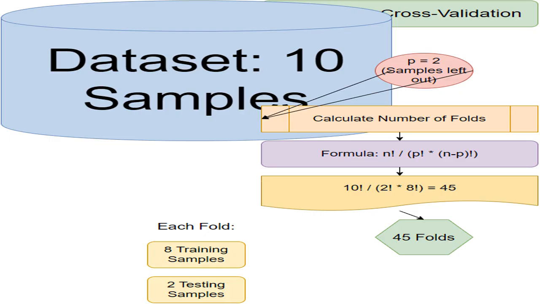The problem involves a dataset with 10 samples. This is the total number of data points used for model training and testing in the scikit-learn's LeavePOut cross-validation.